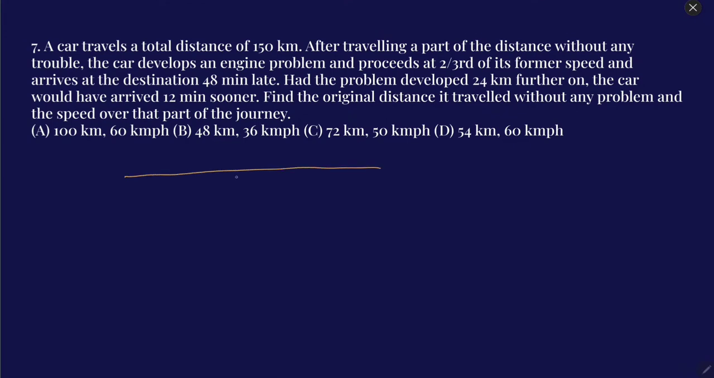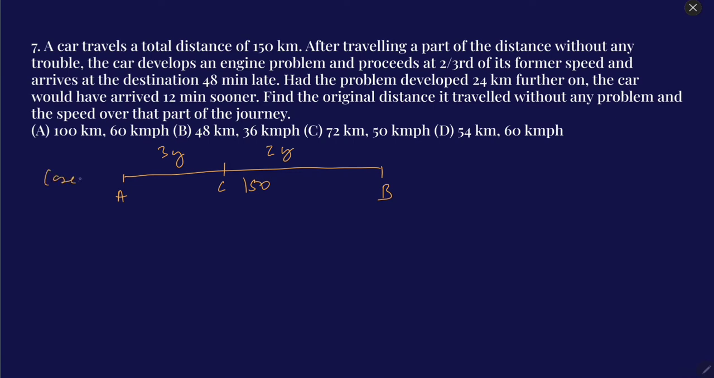So the total distance is 150 kilometers. Let this be point A, let this be point B. So the distance for which it traveled at its normal speed, let this be point C, and this AC is going to be the distance on which it traveled its normal speed. Let its normal speed be 3y. And after this, for the distance CB, the car traveled at two-thirds of its original speed. So this speed is going to be 2y.